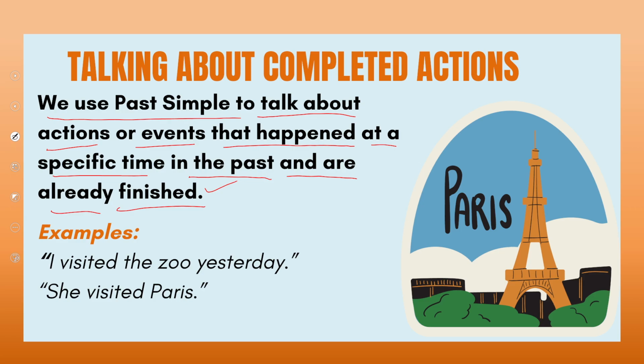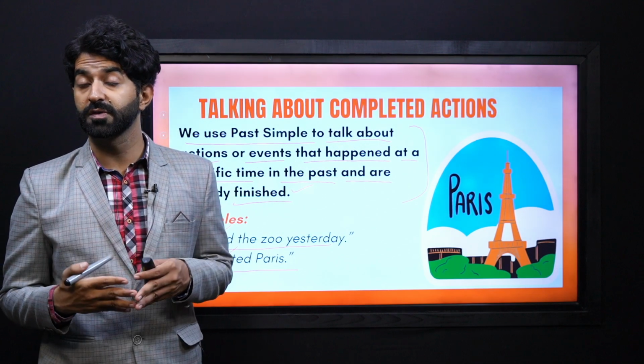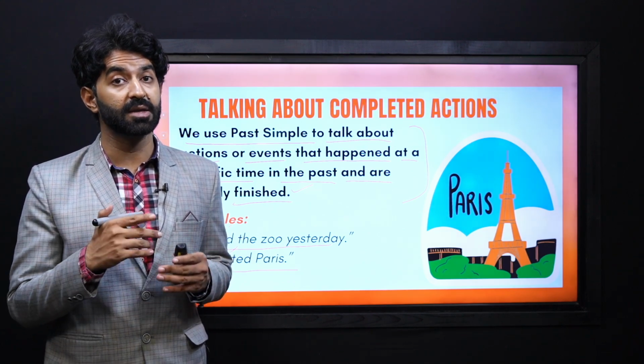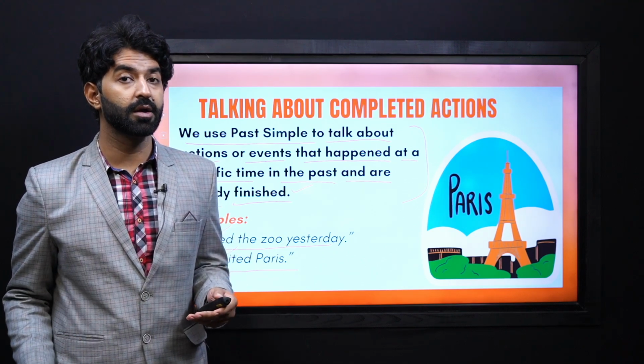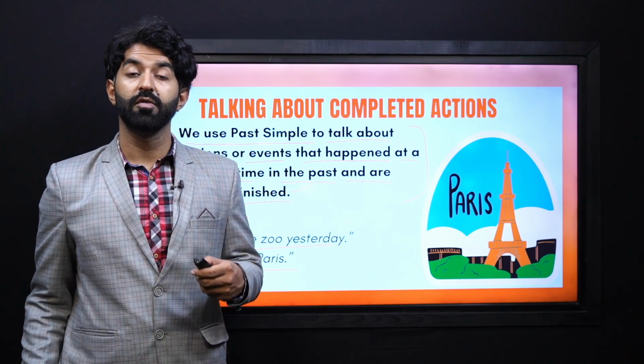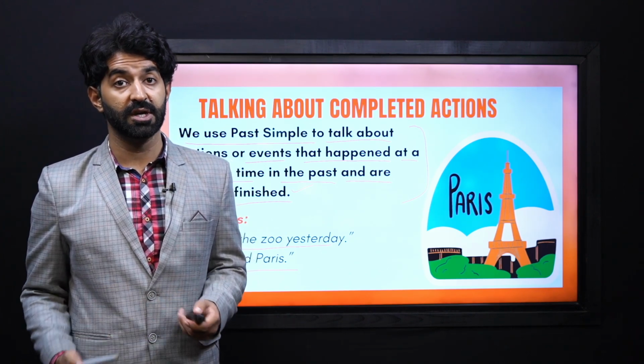So, when this situation arises, we use our past simple tense. For example, I visited the zoo yesterday, or she visited Paris. Now, this action has already been completed and it's not in the process right now. It happened in the past and it was complete at that time. So, we call it our complete action, and we use past simple tense to show such actions.